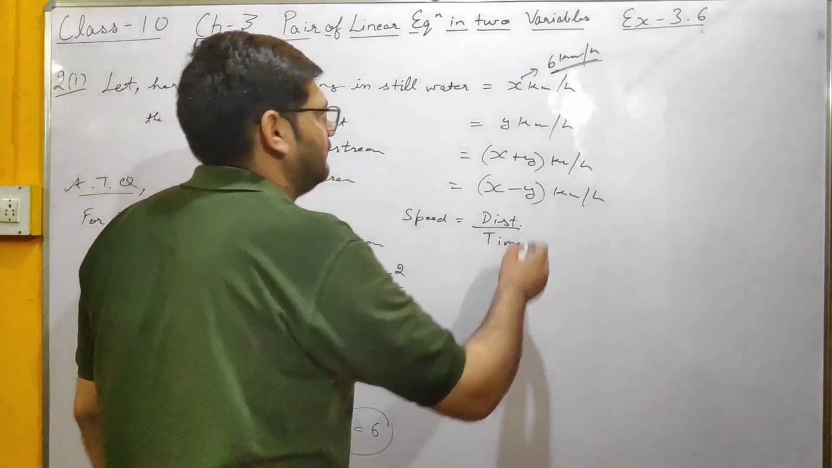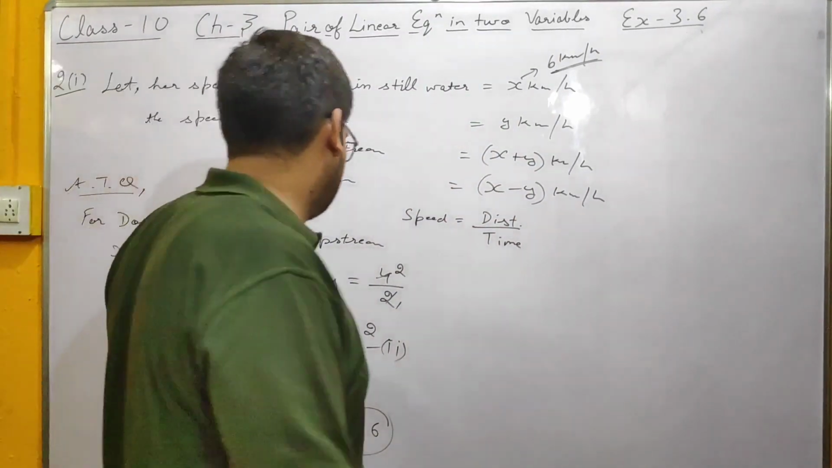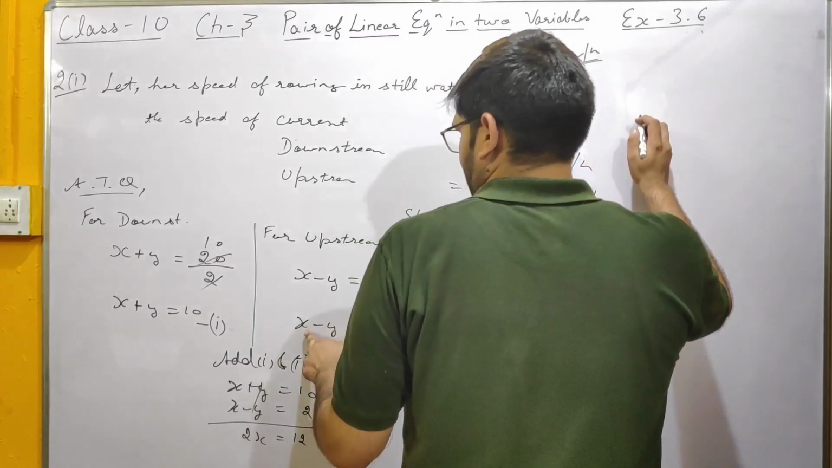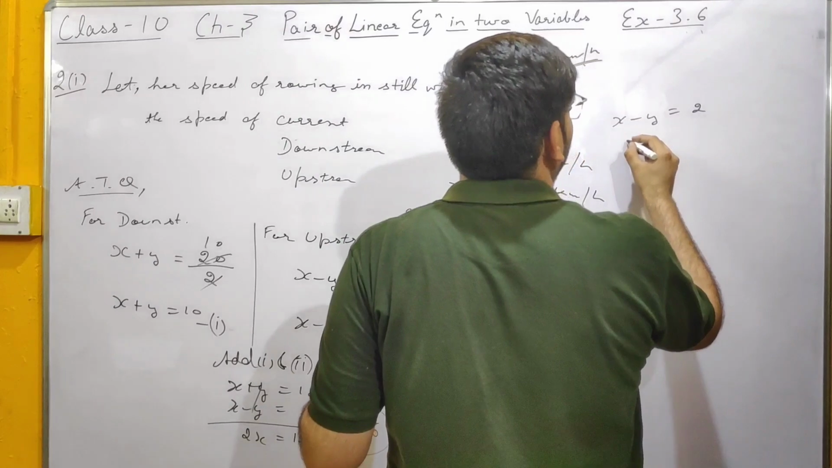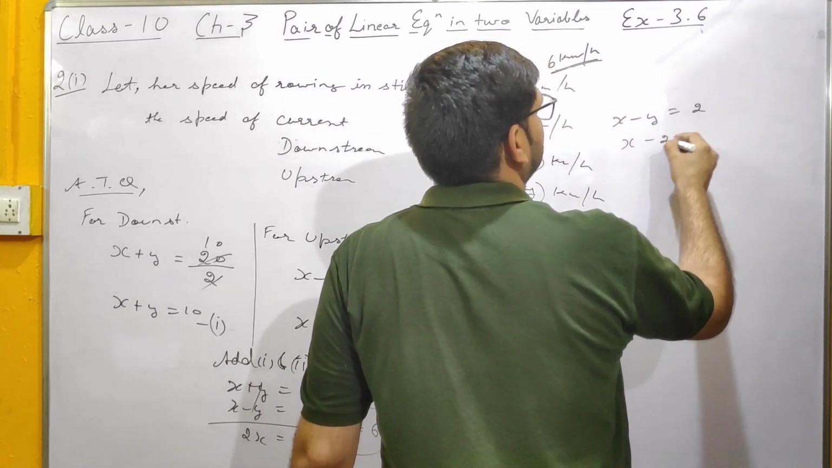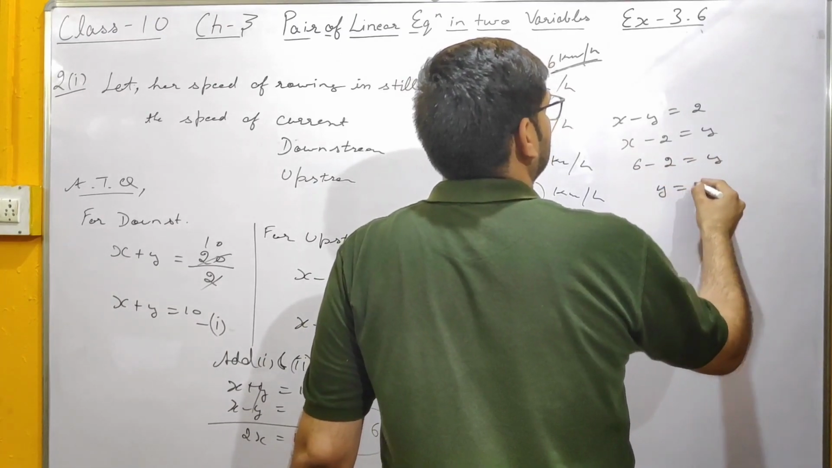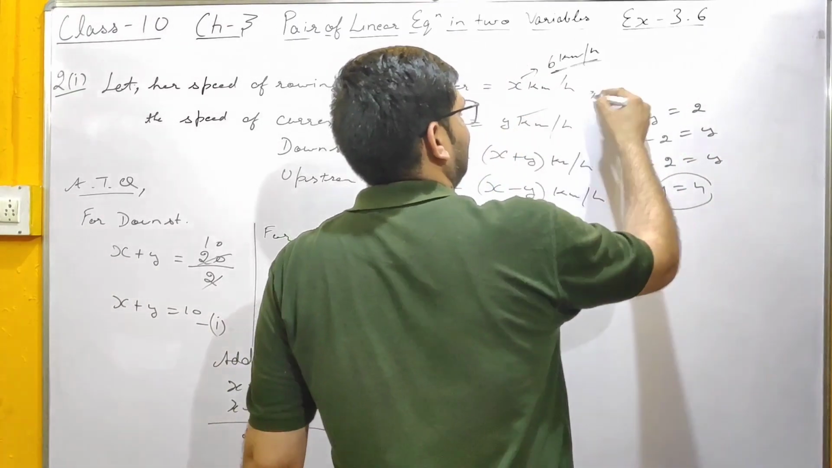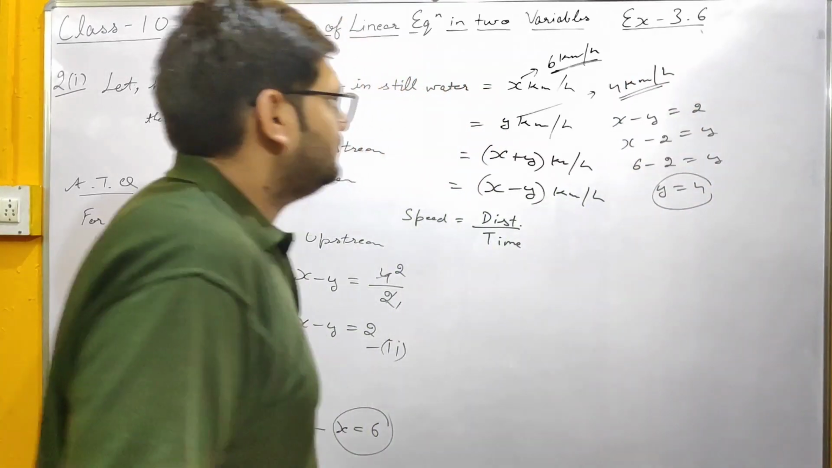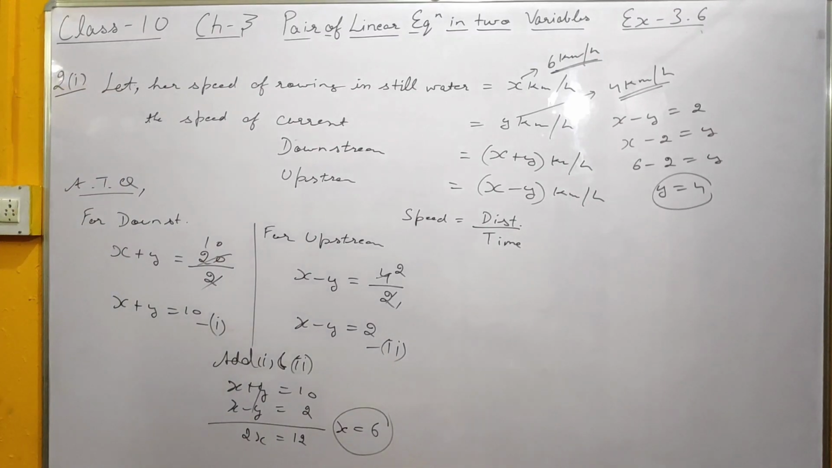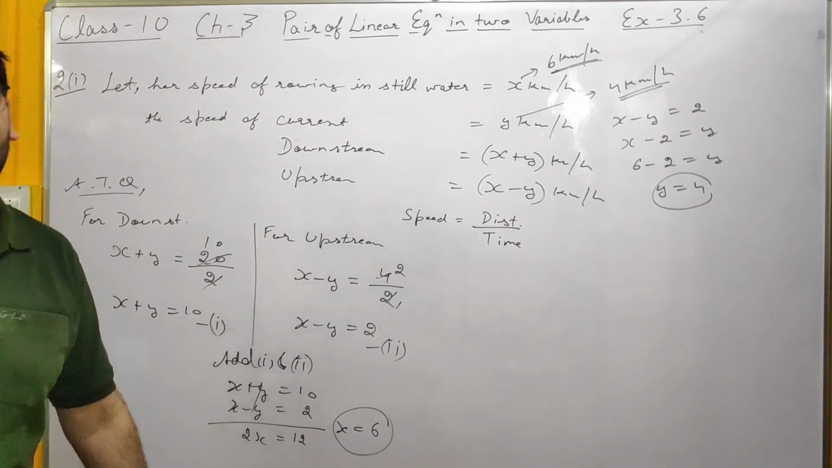Now we can find out the value for y also. Let's put x in the second equation. So x minus y equals 2, and you can say x minus 2 equals y. The value of x is 6. 6 minus 2 equals y. So y equals 4. So you can say that y is 4 kilometers per hour. Alright, so the answers are 6 km per hour and 4 km per hour. What is 4 km per hour? The speed of current.